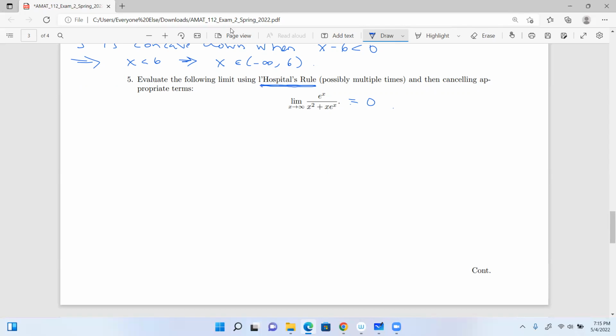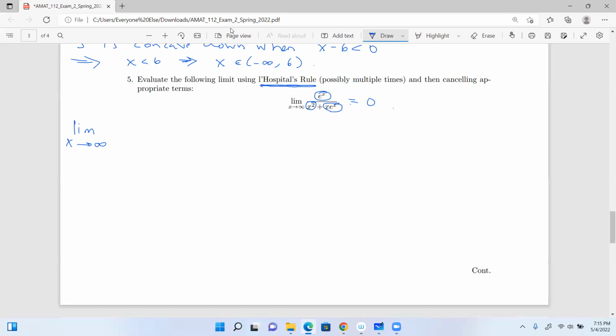So we need to use L'Hopital's rule. And why are we allowed to use L'Hopital's rule? Well, as x goes to infinity, e to the x goes to infinity, x squared goes to infinity, and this product right here goes to infinity. So overall, we have infinity over infinity. So we can legitimately use L'Hopital's rule.